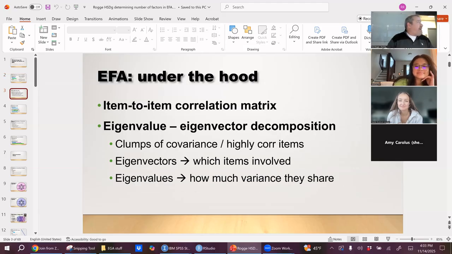What EFA is doing, it's taking your correlation matrix, your item-to-item correlation matrix, and eigenvalue, eigenvector, decomposing it. Not that you need to know the math for that or anything. But it essentially finds the biggest clump of covariance, shared variance among a set of items, and extracts that as an eigenvector. The vector tells you which items contribute to that the most, and then an eigenvalue, which represents out of all of the variance in that correlation matrix, how much that factor is accounting for. Does it make sense?